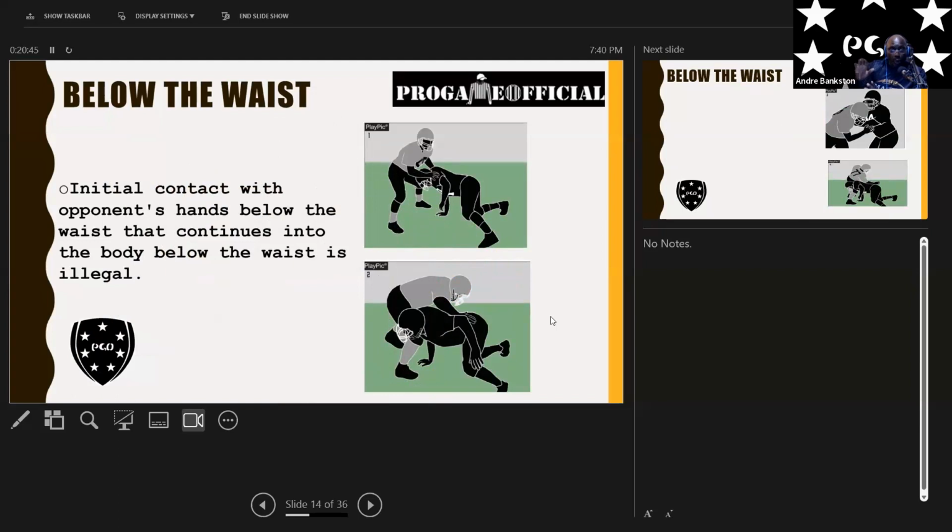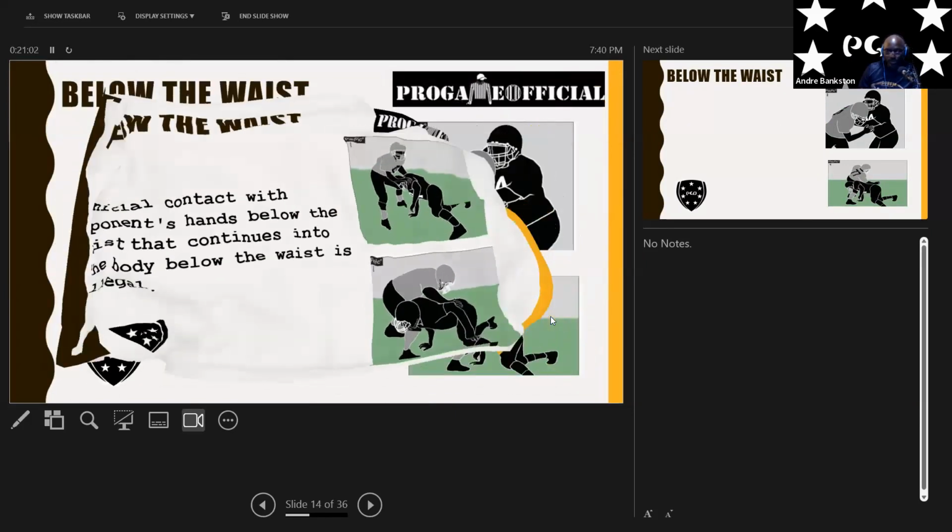So when is blocking below the waist legal? And we're not talking about the free blocking zone. We're going to talk about that in a second. But when else is blocking below the waist legal? Now we know blocking below the waist is illegal. But when is an instance where it's legal? I'm glad you asked.